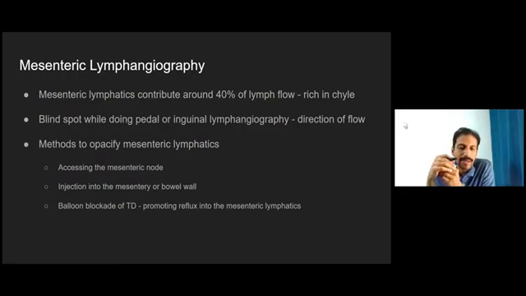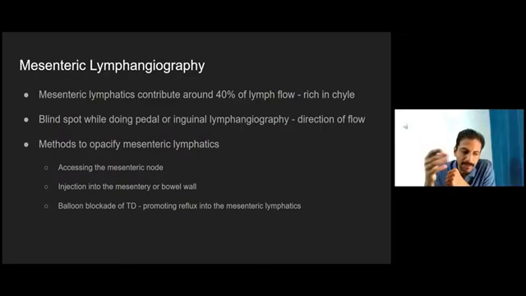Nonetheless, one approach can be accessing the mesenteric lymph node. Like we inject contrast into the inguinal lymph node, similarly we can find a mesenteric lymph node, place the needle there and inject contrast into it. It will opacify that segment of mesenteric drainage, reaching up to the cisterna chyli. Or else, if you're not able to find any mesenteric lymph node, then you can inject contrast into the mesentery or the bowel wall, which will eventually get into the lymphatic system, which can also be imaged.